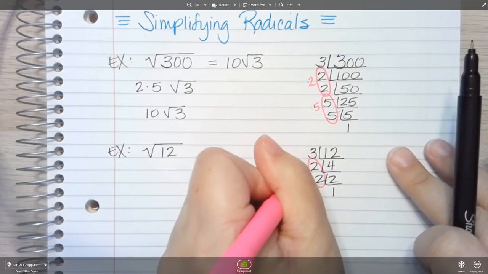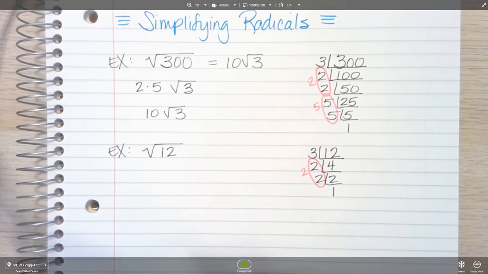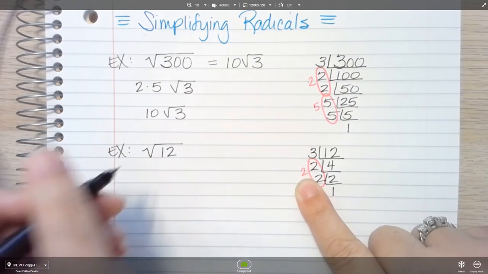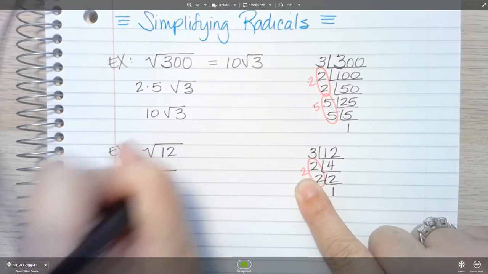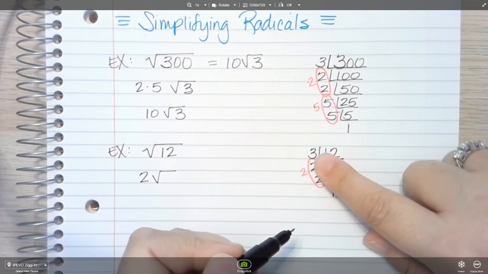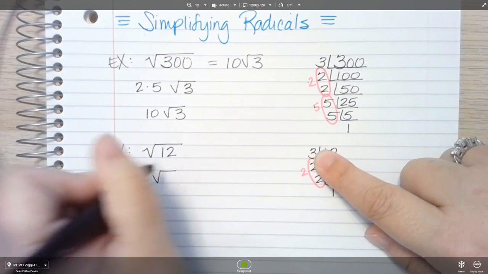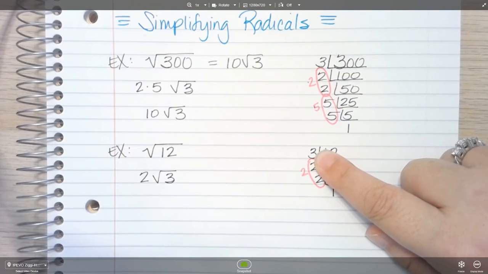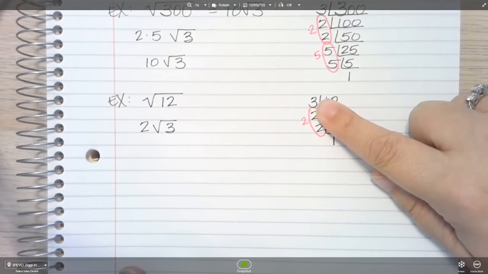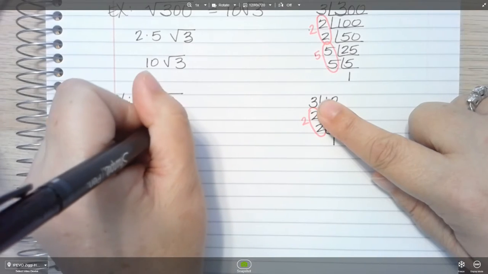All right, and then I make a note of that. So that number goes on the outside of the square root, because that's the only pair I had. And then the numbers I did not circle go on the inside. So my final answer is 2 root 3.